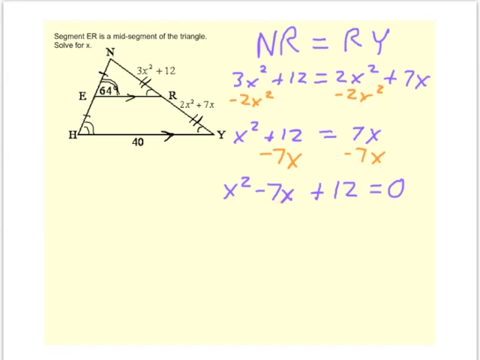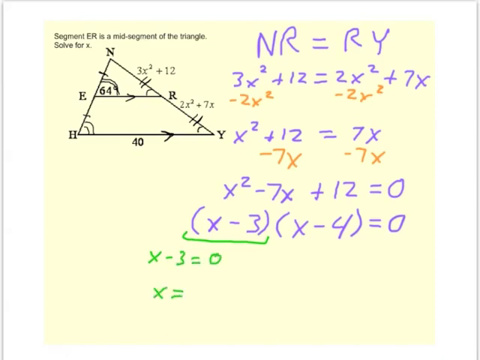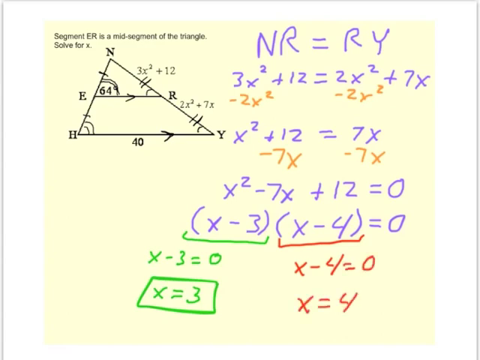Well, factors of 12, it's either 2 and 6 or 3 and 4. So negative 3 and 4 will do the trick. We have x minus 3 times the quantity x minus 4 equals 0. So now either the first term is equal to 0 or the second term is equal to 0. So if x minus 3 is equal to 0, that means x could possibly be positive 3. If x minus 4 equals 0, that means x could equal positive 4. So now we have two potential answers.